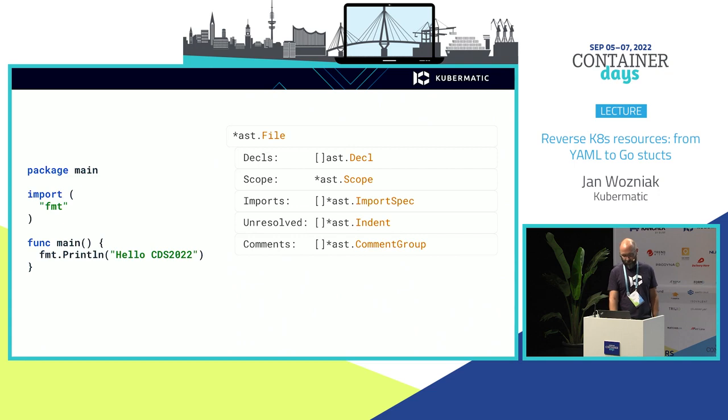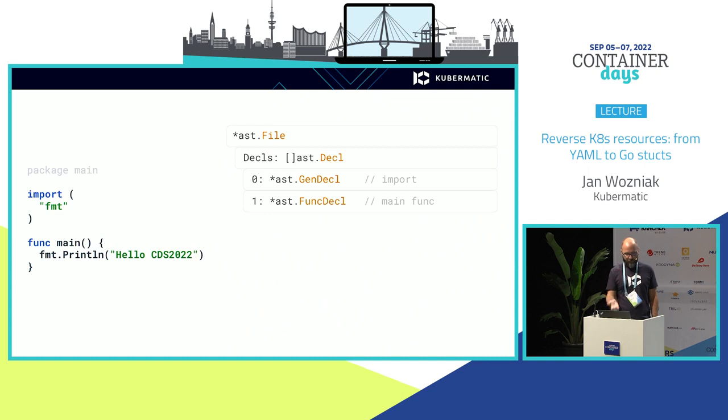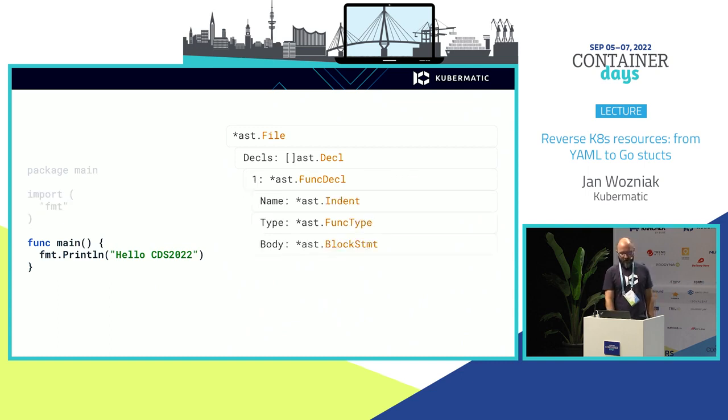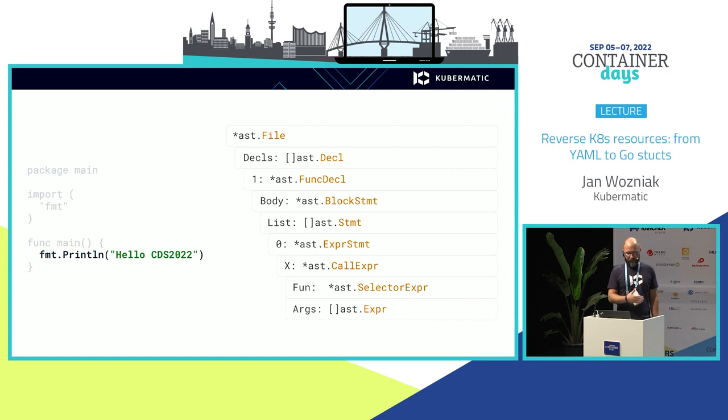And to give you an example of how to walk that path: file, that means the whole thing. Every file has some top-level declarations. In our case, it's import and the function. Then the function declaration has a body, which is a block statement. Body has a list of statements. In our case, it's just one statement. Expression, that expression is a call function expression. And every call function has a part that defines the function, so where it's imported, and the name of the function, and arguments. So there's just one argument that is a basic string literal, which is hello ContainerDays.